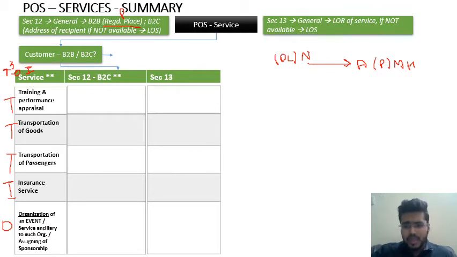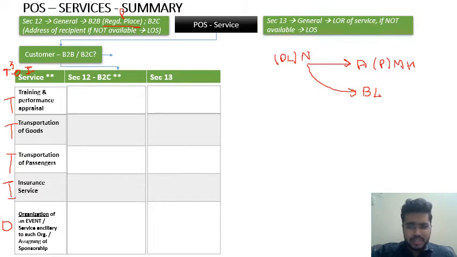So A Private Limited is appointing Navdeep, who is from Delhi, to provide training services to their employees, guys, right? And they say you need to provide these services for our employees in Bangalore office, right? So Navdeep is going to provide these services in Bangalore, which is in Karnataka. But what will be the place of supply in this transaction, guys?